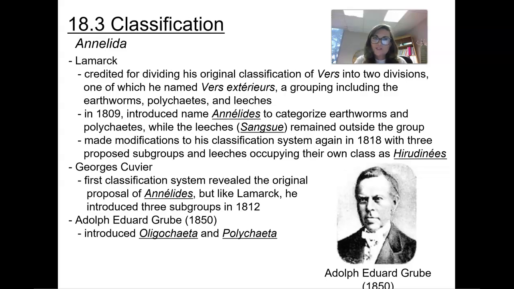He's going to make modifications again to his classification system in 1818 with 3 proposed subgroups and leeches occupying their own groups. Georges Cuvier's is going to be the first classification system that reveals the original proposal of annelids, but like Lamarck, he's going to introduce 3 subgroups in 1812. Next we have Grube in 1850, who introduces the Oligochaeta and the Polychaeta.